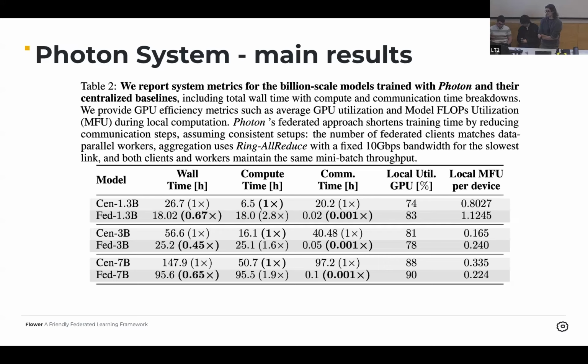And as a result, while federated learning is going to take more time in terms of compute, so time that the GPU spent doing computation, it is going to communicate much, much less compared to centralized learning. And eventually, in the wall time, so the time that we can measure with a clock, federated learning can be much faster.